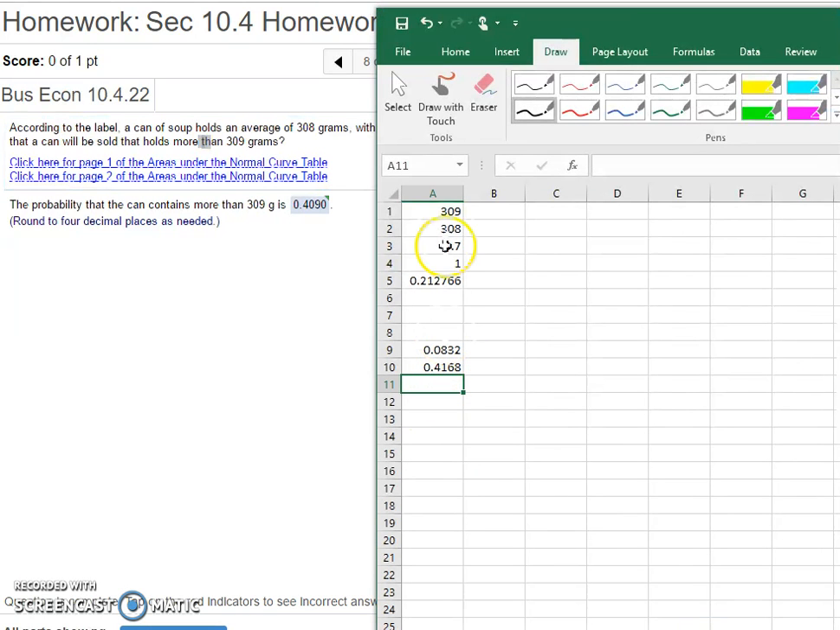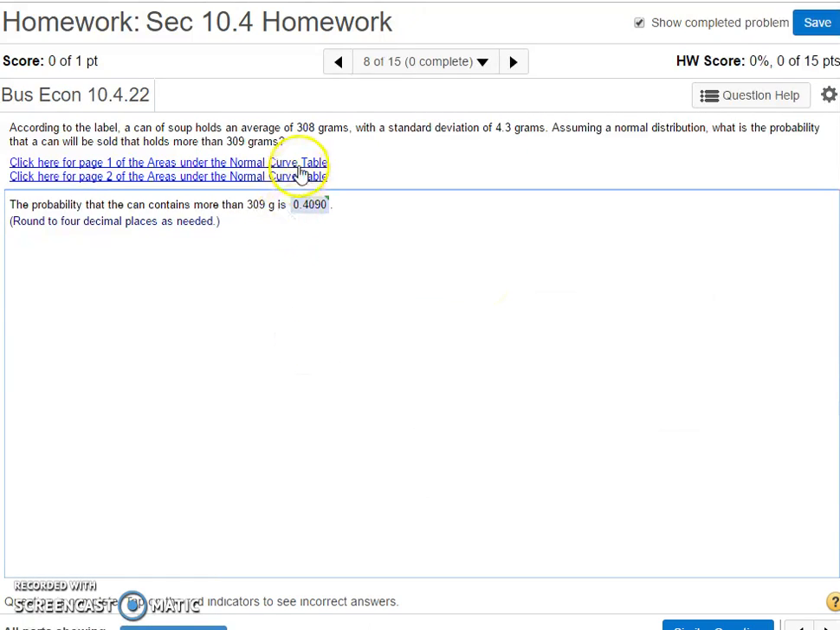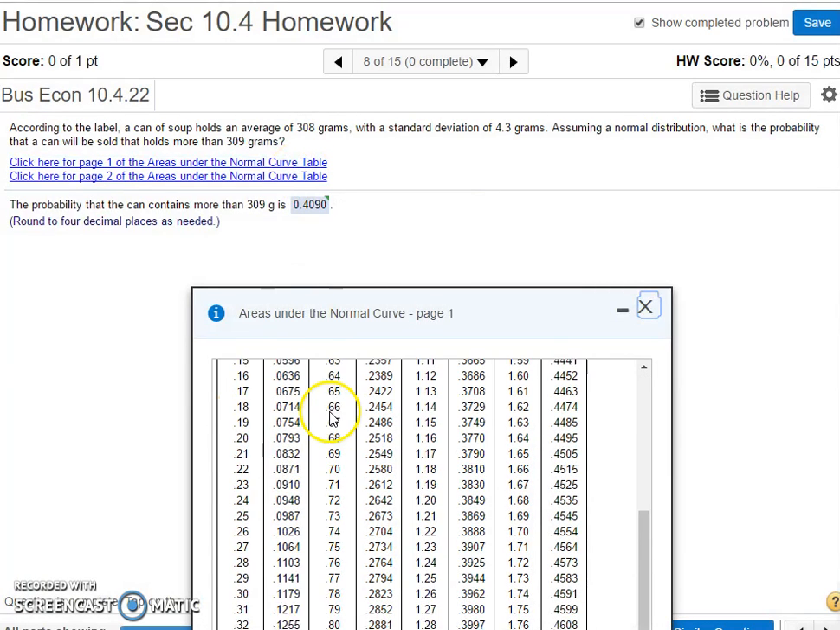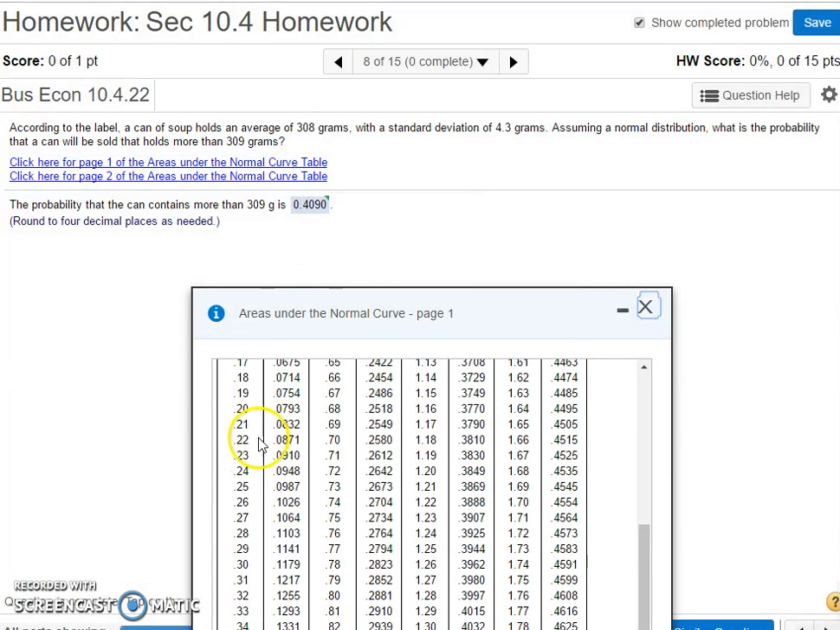So I'm going to take my 309 and subtract 308. That's going to get me 1. And then I'm going to divide that by 4.7. That's going to get me 0.2127. What I then need to do is look that up in my table. If I look up 0.21 in my table, what I'm going to get is 0.0832.